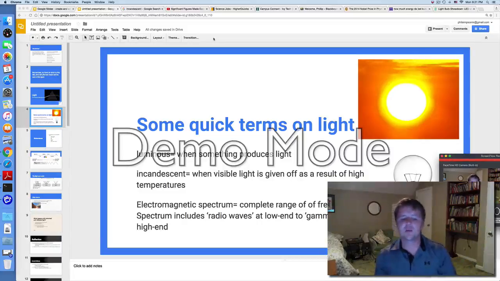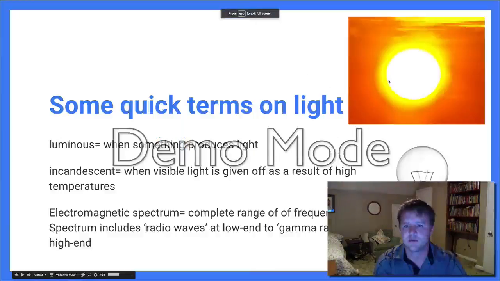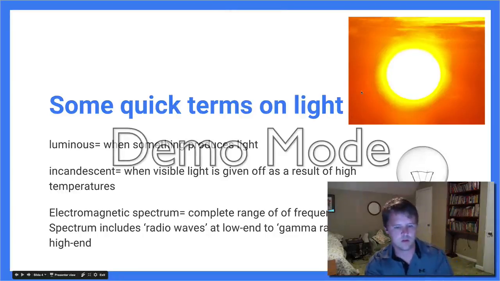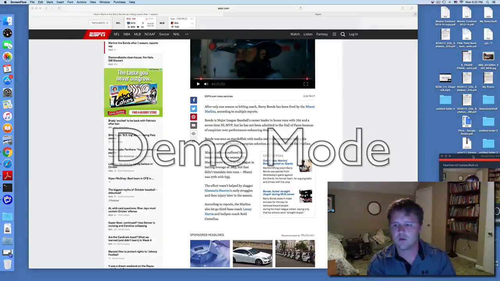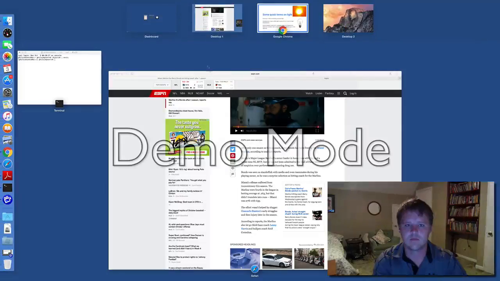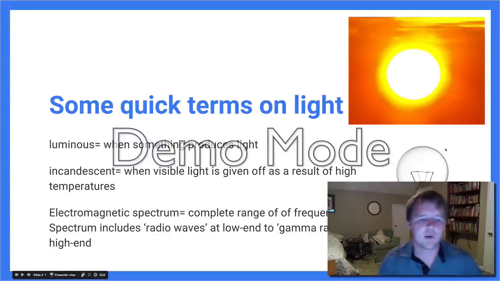Just some quick terms on light. You have luminous. That means when something produces light, kind of like the sun here. Actually, let me start the presentation. I don't know how to get my picture up there. Oh well, you can hear me.